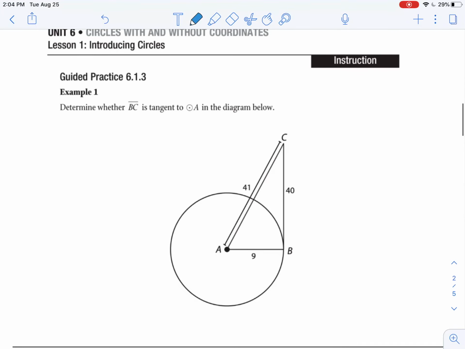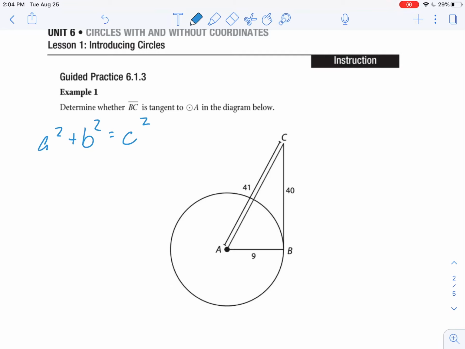Example 1. Determine whether segment BC is tangent to circle A in the diagram shown. So for segment BC to be tangent to the circle, we know it has to form a 90-degree angle with the radius. For it to form a 90-degree angle, it would make a right triangle, which means it would satisfy the Pythagorean theorem. Now, if you recall, the Pythagorean theorem is the sum of the squares of the two legs is equal to the square of the hypotenuse, or a squared plus b squared equals c squared.